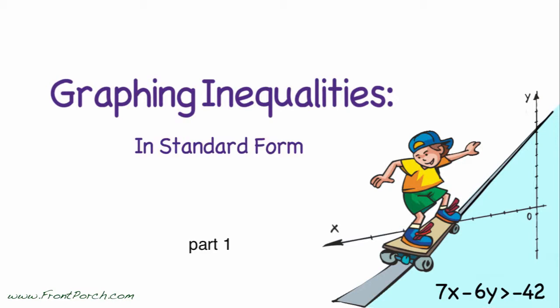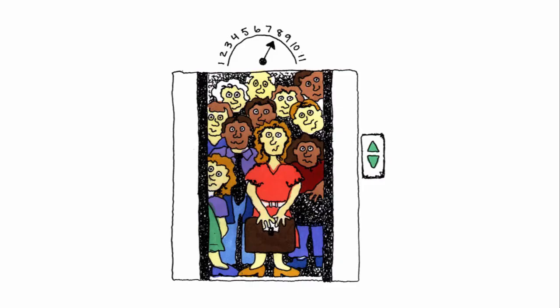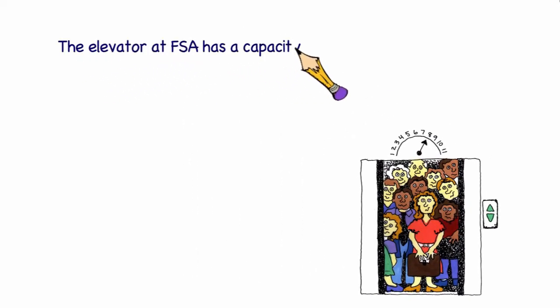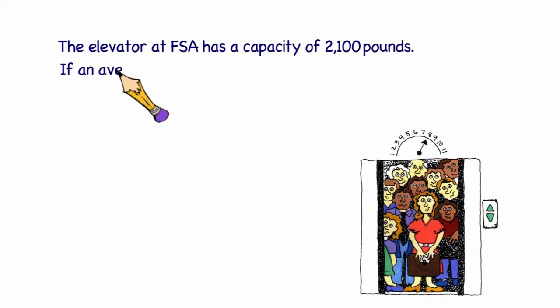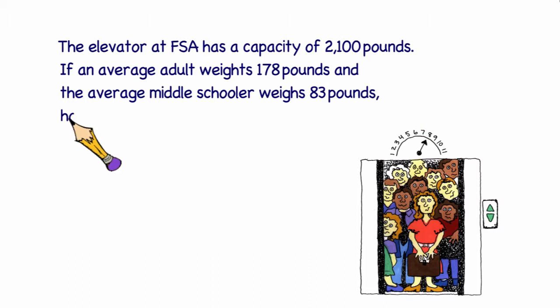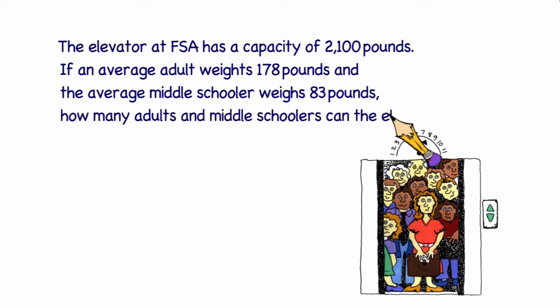Today we're going to talk about graphing an inequality that has two variables. The problem we have here says that the elevator at FSA has a capacity of 2,100 pounds. If an average adult weighs 178 pounds and the average middle schooler weighs 83 pounds, how many adults and middle schoolers can the elevator hold? Well, there are many answers to this.